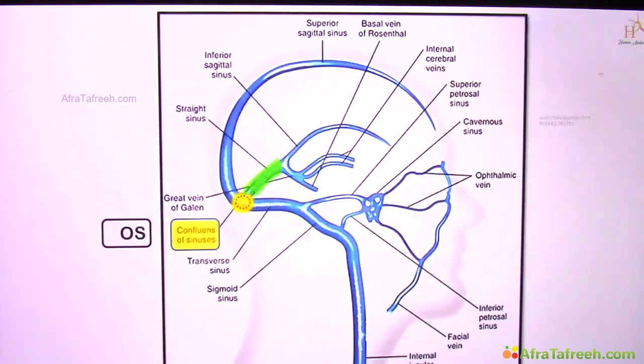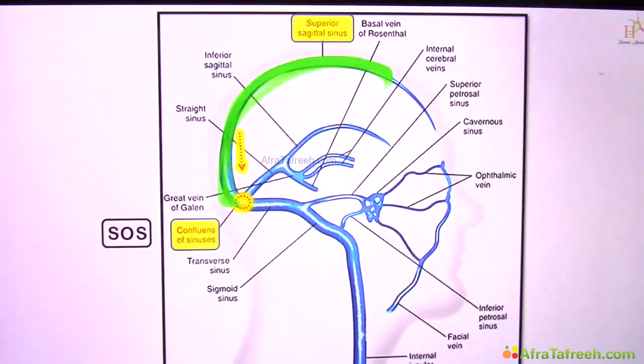If the first S is straight sinus, then what are the other tributaries? What is this O for? Actually, O comes from below, which they have not shown. Occipital sinus. So the occipital sinus will come from below. And what is this other S? That is coming from above. Oh, you mean superior sagittal sinus? Yes, superior sagittal sinus, coming from above. SOS tributary. Now all the blood is in the confluence of sinuses.